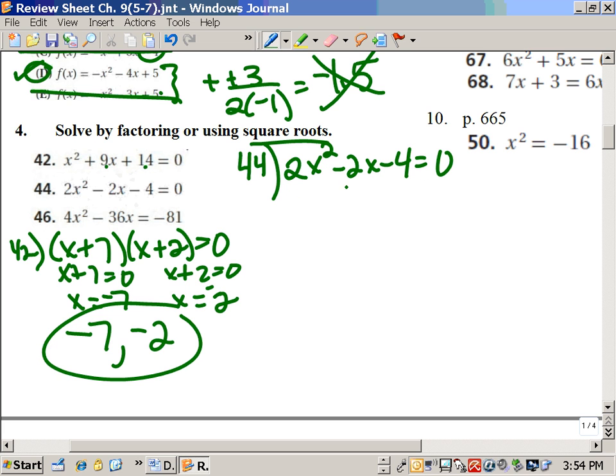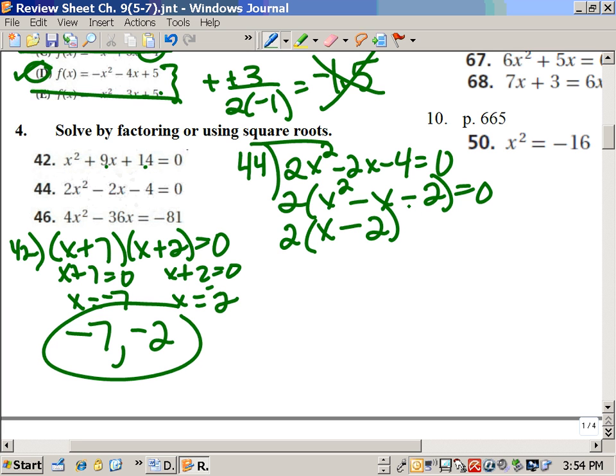I see a greatest common factor, so I'm going to take out a 2. x squared minus x minus 2. Now I need to factor the inside of that. That's x minus 2 and x plus 1. Remember, when there's a number in front with no variable, that does not affect your solutions.